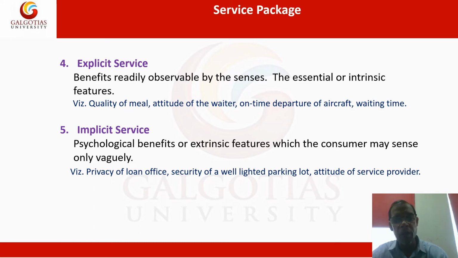Implicit service is the psychological benefit or extrinsic features which the consumer may sense only vaguely. Something like privacy in an office for a loan. You go to a bank looking for a loan, where you are trying to discuss your loan requirement; that should be a special, separate room where you are discussing freely. No outsider should be able to hear that conversation. Security: suppose you are going to a mall and you have a parking area, how safe is that parking area for parking your car?